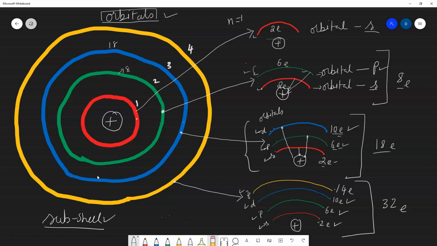In the case of the fourth shell, the s is close. So always remember the s orbital is always closest to the nucleus, then the p is the second closest, then the d, and further is the f shell. But there is an anomaly here which I am going to explain in a later part of the video. So you just have to keep in mind these things so far.